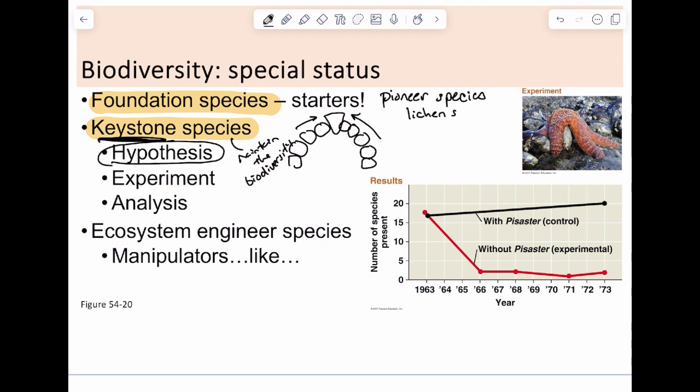Well, how could we test that? The easiest way to test what a keystone species is: if you remove it, the biodiversity collapses. So your experiment would be remove the keystone species, and then see the results. If you see one species take over, which is basically a nice way of saying a collapse of the community, yeah, you got rid of the keystone species.